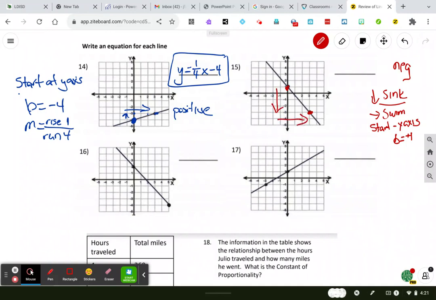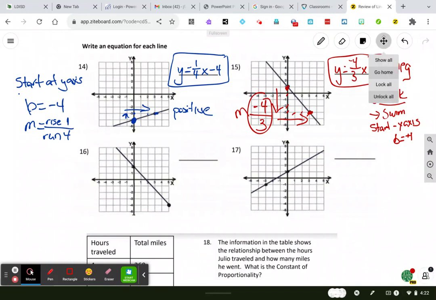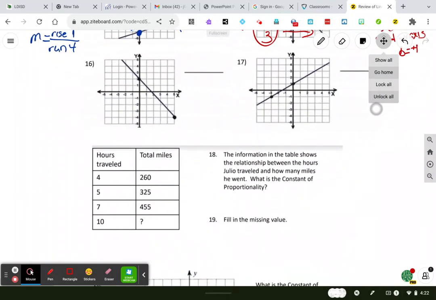We're going to go down 1, 2, 3, 1, 2, 3, 4. So we're going to go down 4, which is negative. And then we're going to go over 1, 2, 3. Down 4 and over 3. So that's my slope. That's my M. So my equation is y equals -4 over 3x plus, where did we start? We started at +1. It's all about understanding the pieces and what goes with what. So there's really not a lot of math that's involved in this.